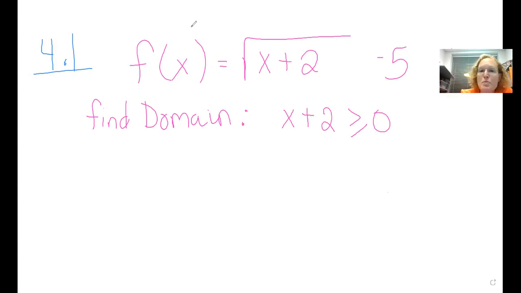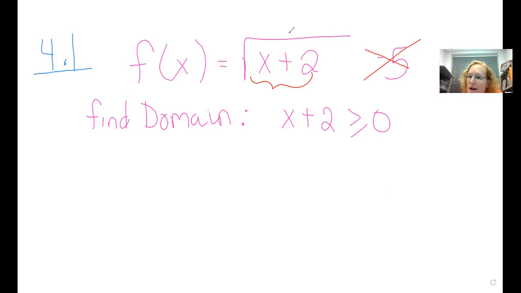You notice in this problem right here, I could care less about what's over here. That's not underneath the square root. It does not affect my domain. This -5 could be negative an elephant for all we care. It doesn't make a bit of difference in the problem. The only thing that makes a difference in this problem is right there, what's underneath that square root. And we always set it greater than or equal to 0, always.